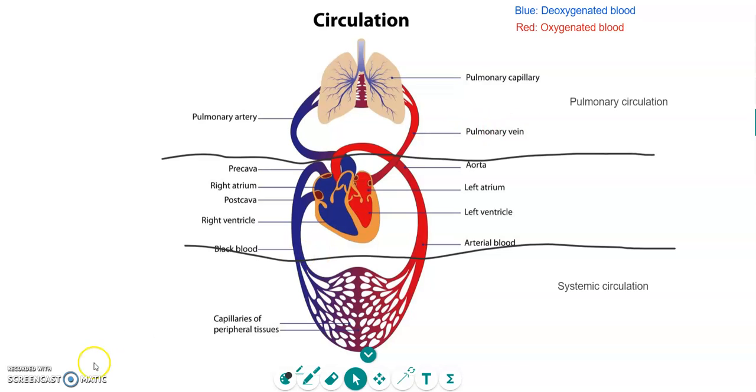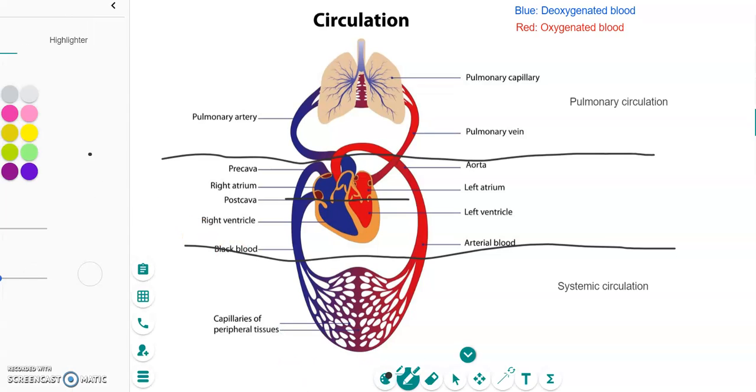I'm just going to split the heart into four sections because there are four chambers in the heart: the right atrium, the right ventricle, the left atrium, and the left ventricle. The atria are the upper chambers, and the ventricles are the lower chambers. I'll just split it into four there. This one's the right atrium, this one's the right ventricle, this is the left atrium, and this one's the left ventricle.